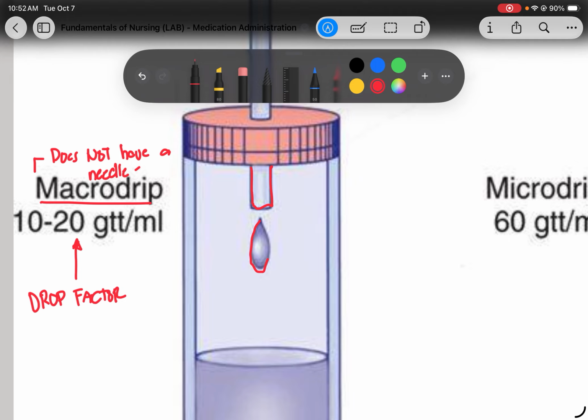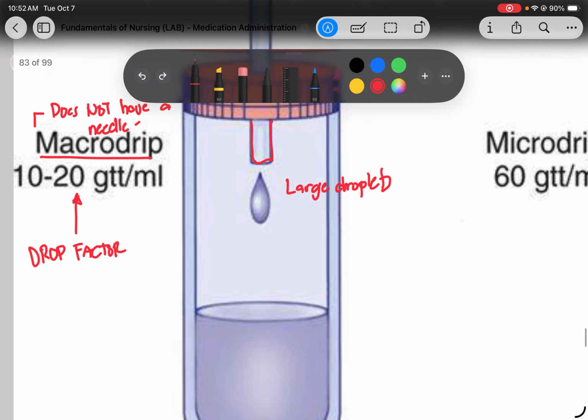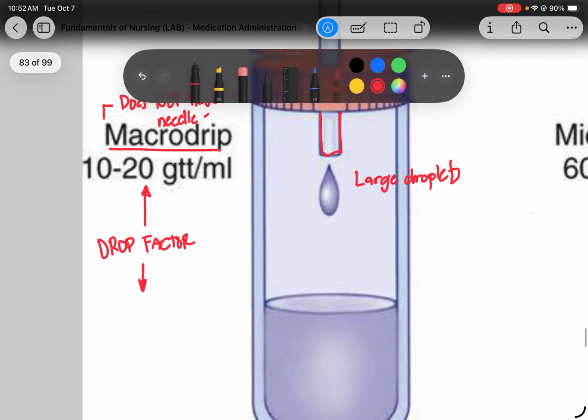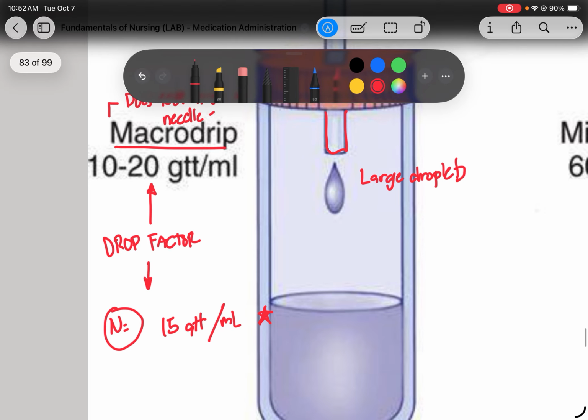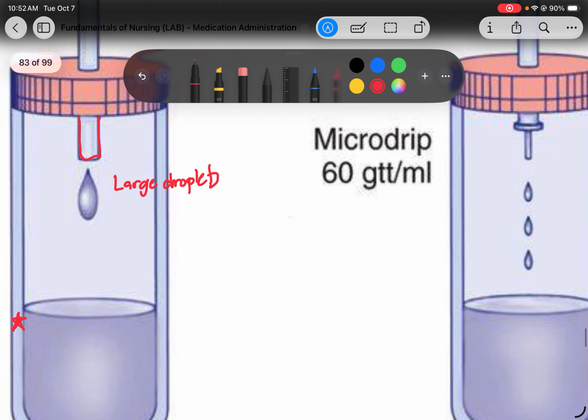Because in macro drip, since there is no needle, the drops are very large. Large droplets, and because of that, we only need 10 to 20 drops in order to achieve 1 ml. So keep that in mind. The drop factor for the macro drip is 10 to 20 drops per ml. Usually we average that, and normally when we are talking about macro drip, it is around 15 drops per ml. Put a big star on it so you don't forget.